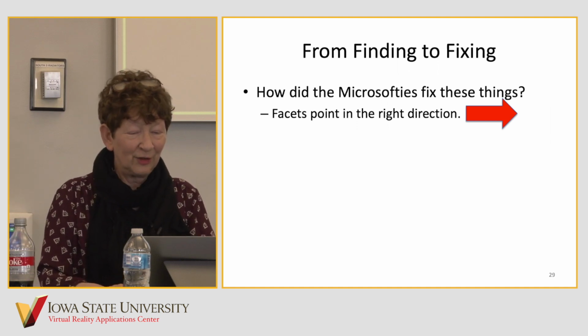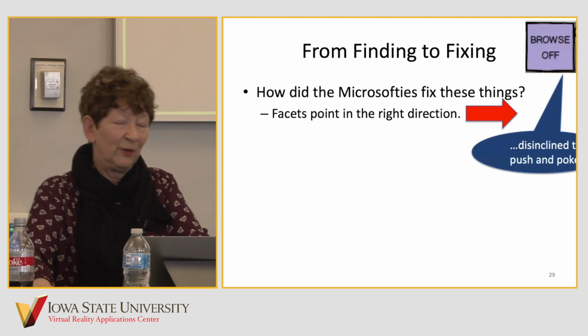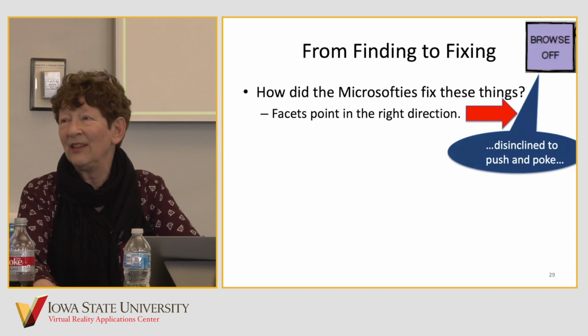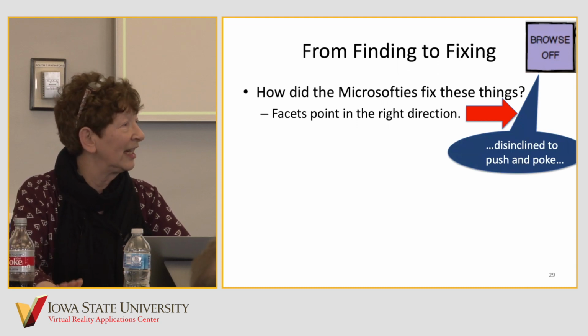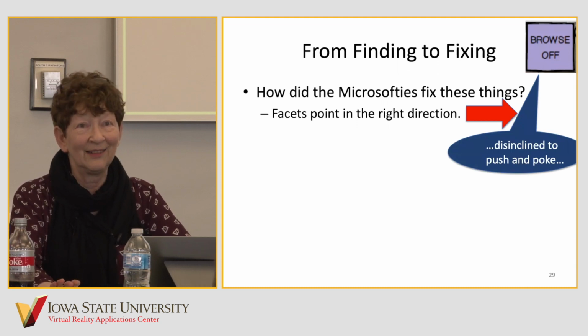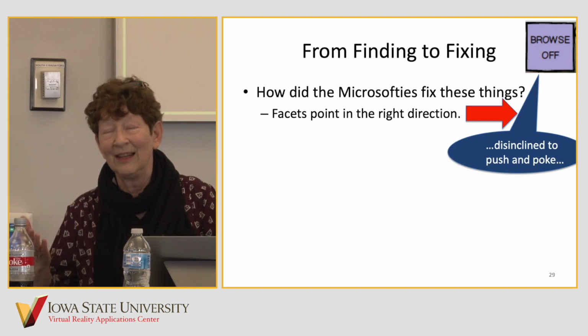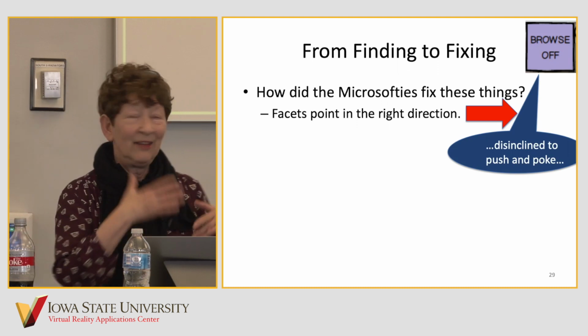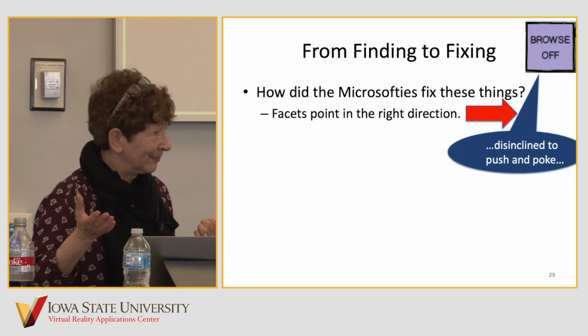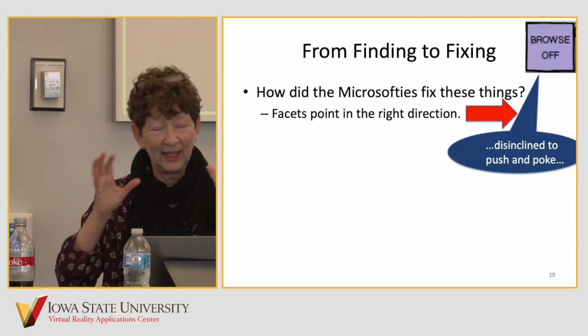Back to the browse-off thing, the person who found that said, Abby's not going to do that. That's not her learning style. She's disinclined to push and poke just to see what stuff does. So what that says is make the map discoverable, even if that's not your learning style. So the facets tell you what to think about.